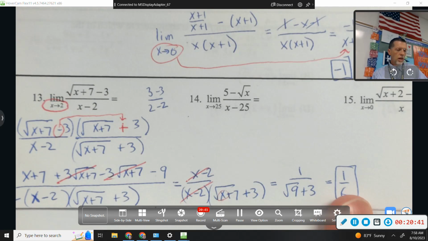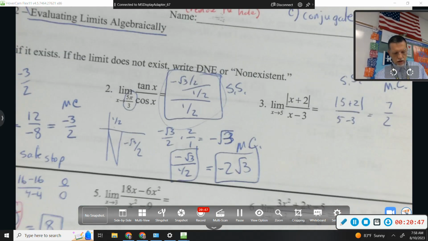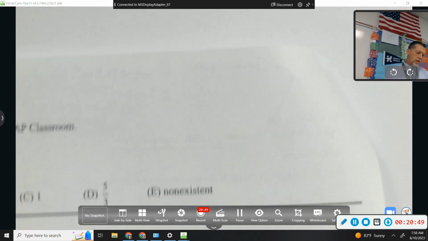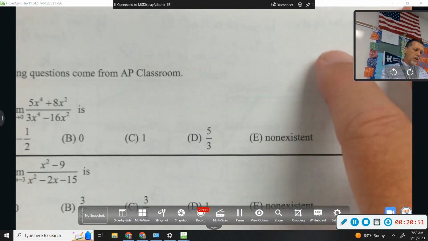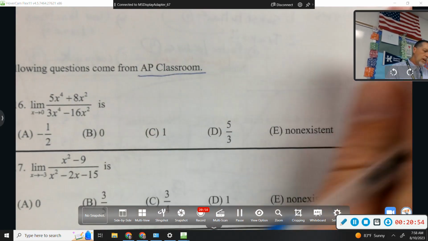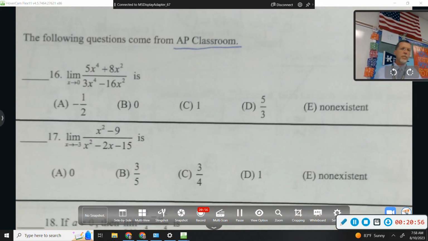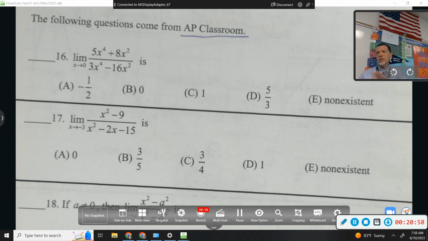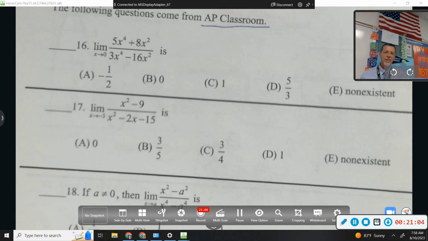All right, you can see 14 and 15 would be pretty similar problems. Look at the back of the worksheet. Those questions come from AP Classroom. We'll get signed up for AP Classroom once classes sort of level out and everybody's in the right spot, because if we do it now and you get signed in, then we have to change it. It's kind of a hassle.